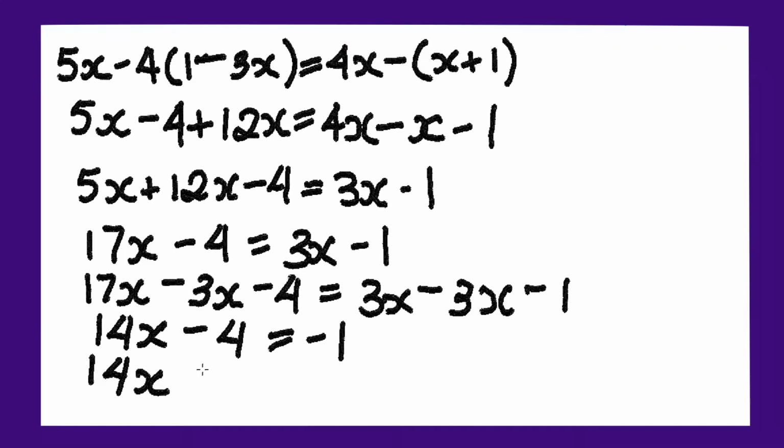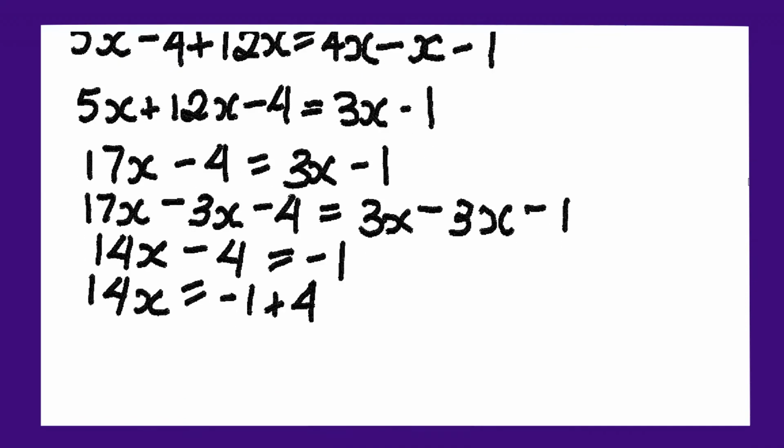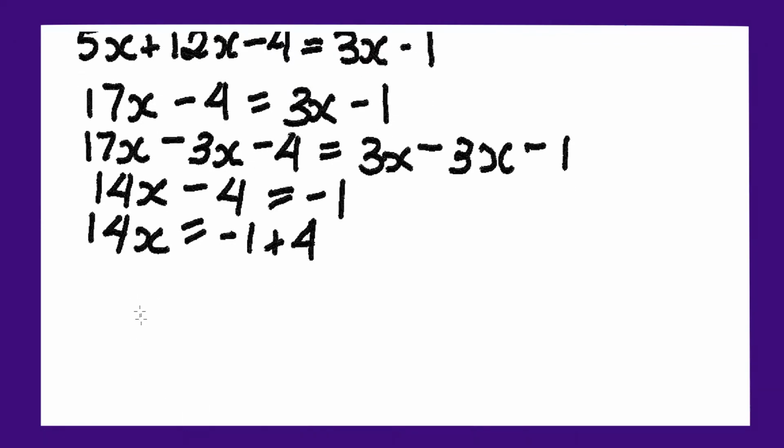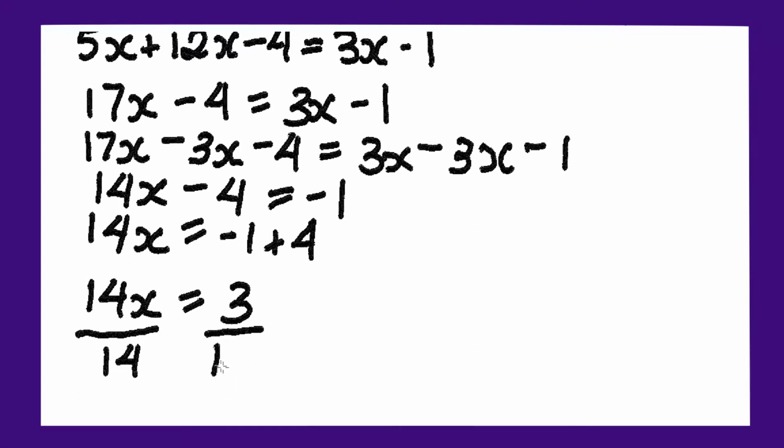Sure. So, as Ms. Dalton said, we have 14x is equal to negative 1 plus 4. So, we can go straight ahead and do this. 14x is equal to negative 1 plus 4 is 3. And we're going to get rid of that 14 on the left-hand side by dividing both sides of the equation by 14. Remember, this is just to maintain balance.